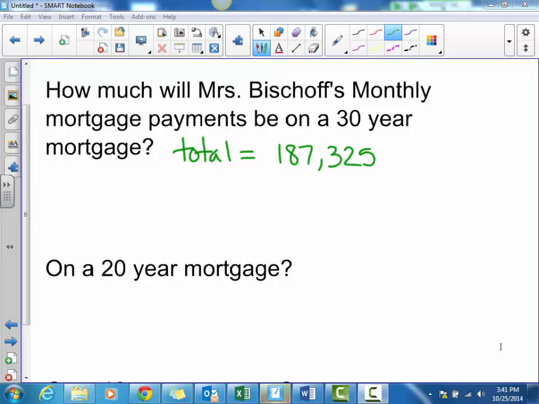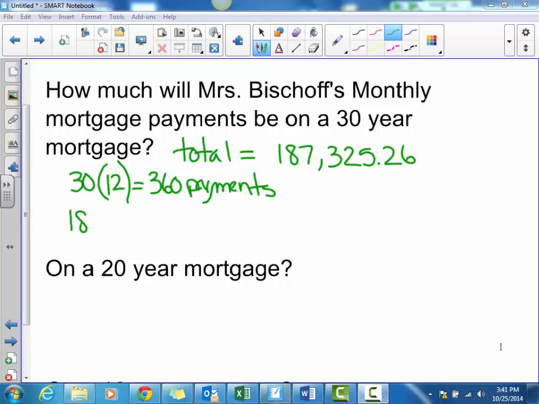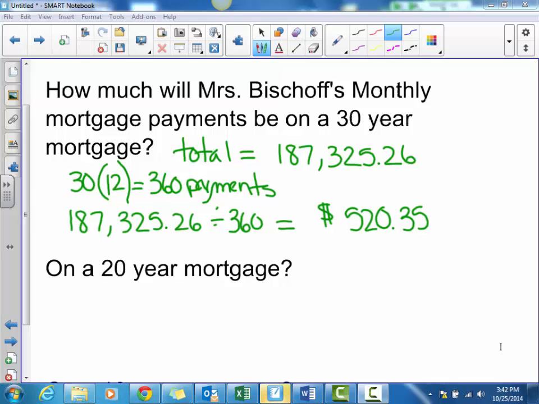So I'm going to take my total loan amount, which would be $187,000. So for this, I take the number of months in 30 years, which is 360, and I take my total dollar amount, $187,325, and I need to divide that by 360 months, or 360 payments. So $187,325 divided by 360 is $520.35. So I would end up paying $520.35 per month for my 30-year mortgage.